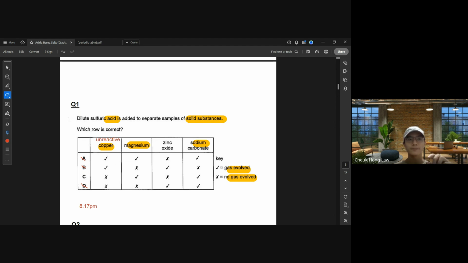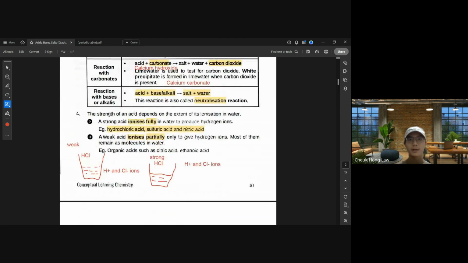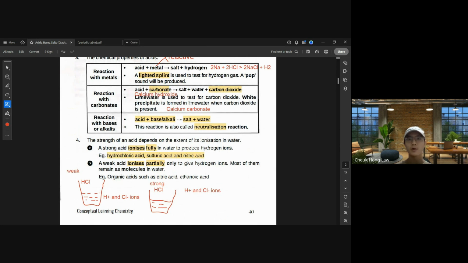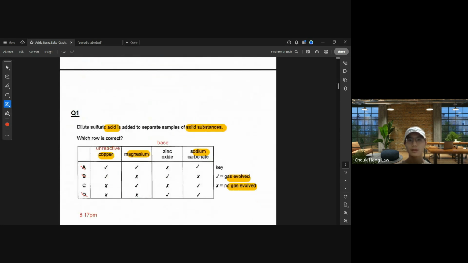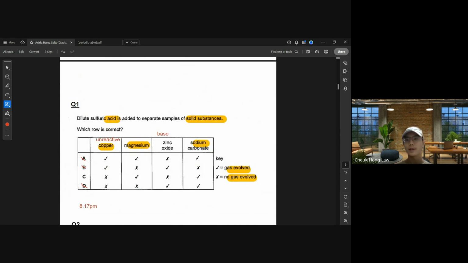Zinc oxide, it is a base. So acid plus base, what do you get? Acid plus base, you get salt and water. Water is not a gas, it is liquid, and salt is also not a gas. So there won't be any gas, so it's a cross.